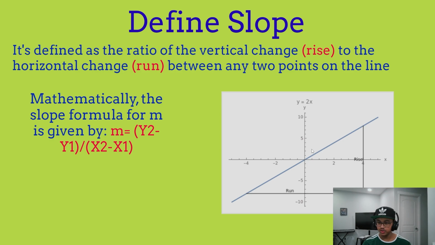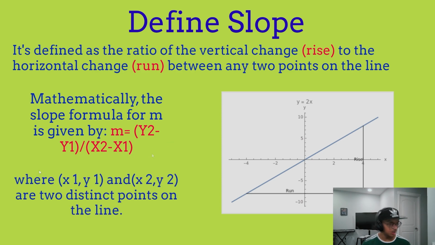So for example, if we look at this graph here, we can see that the slope is the ratio from the vertical rise over here to the horizontal run, otherwise known as rise over run. And mathematically the slope formula is given as m is equal to y2 minus y1 divided by x2 minus x1. And in this case, x1, y1, and also x2 and y2 are any 2 points given on the line.